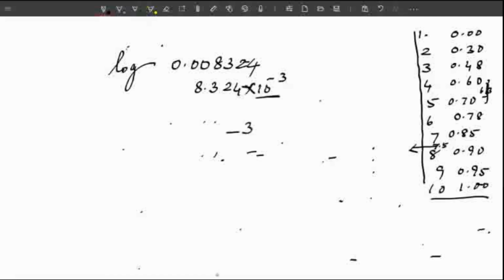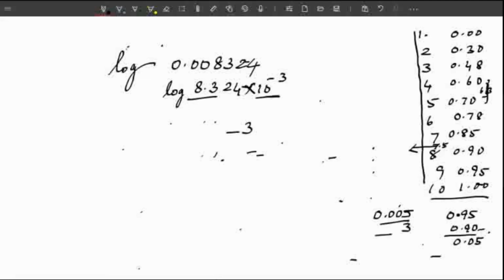Now you have to take the logarithm for 8.3. Therefore, your ready reckoner logarithm between 8 and 9 is necessary. For 8, it is 0.90. For 9, it is 0.95. Therefore, for each decimal, the difference is 0.005. Right? The difference for 10 decimals, it is 0.90 to 0.95, that is 0.05. For 1 decimal, 0.1, it is 0.005. Here the difference is 0.3.